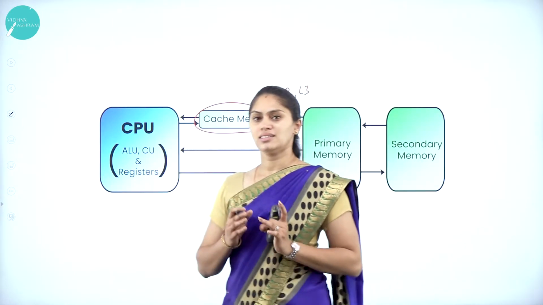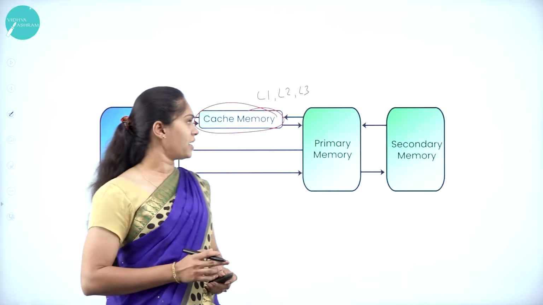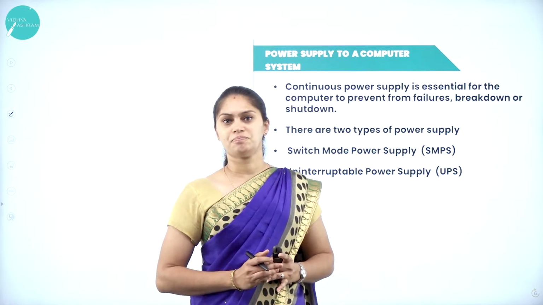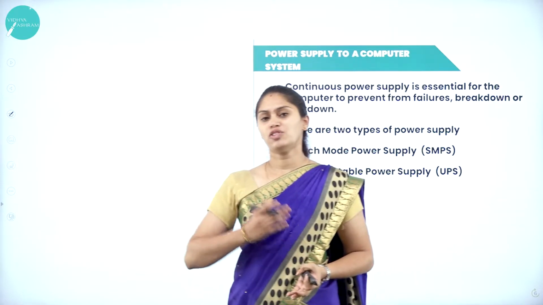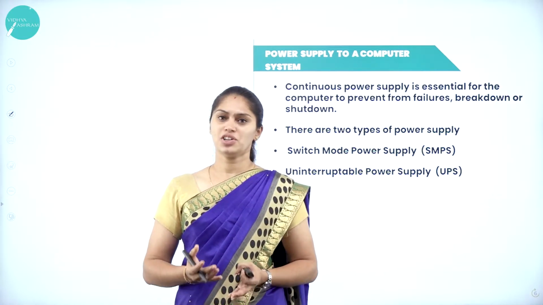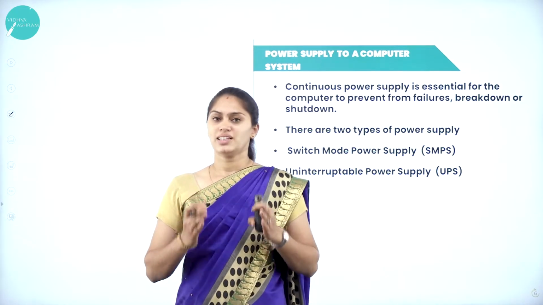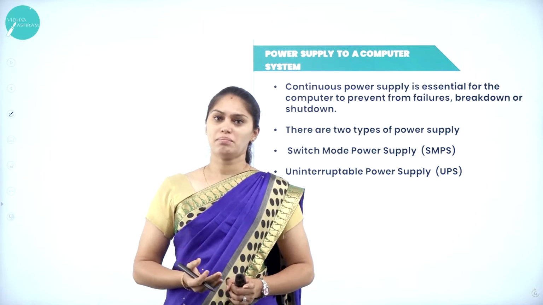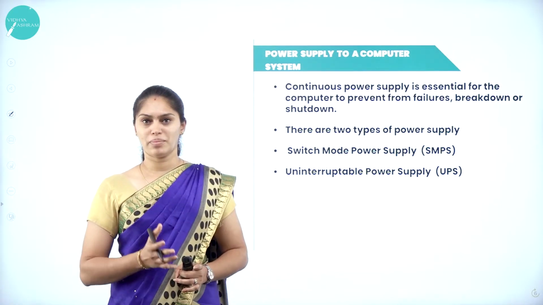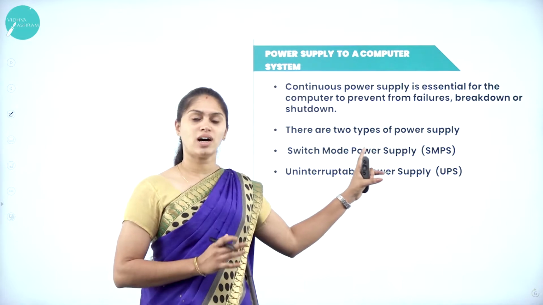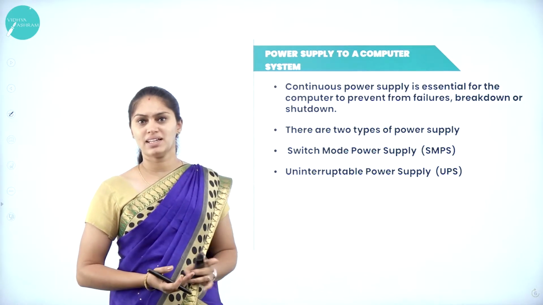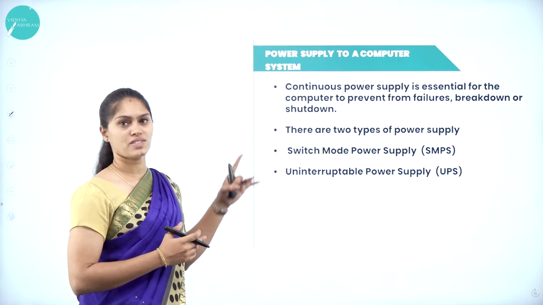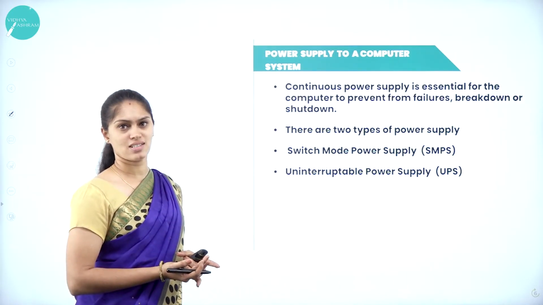That's regarding cache memory. So let me get into the next topic, that is power supply to the computer system. As I told, how food is a very essential thing for human beings to survive, in the same way this computer requires power supply or electricity supply in order to work properly. So what are the ways to supply the power to the computer system?